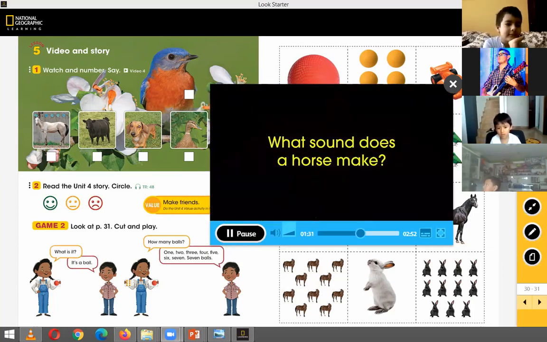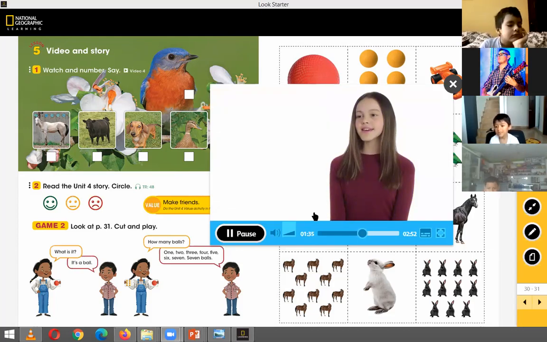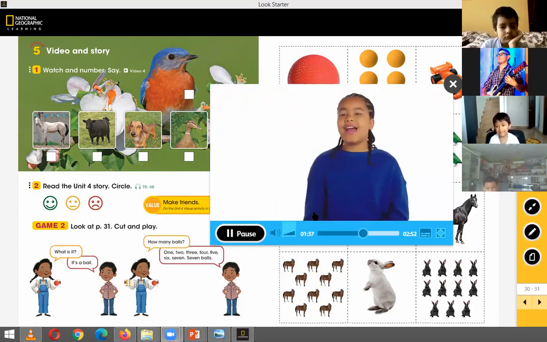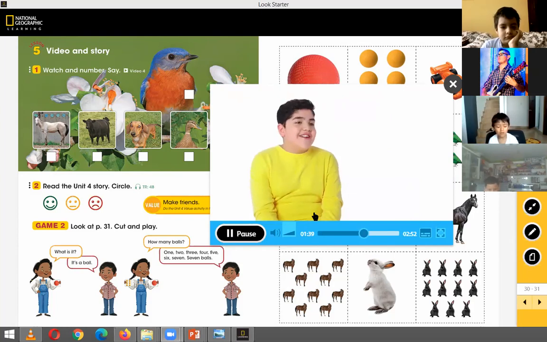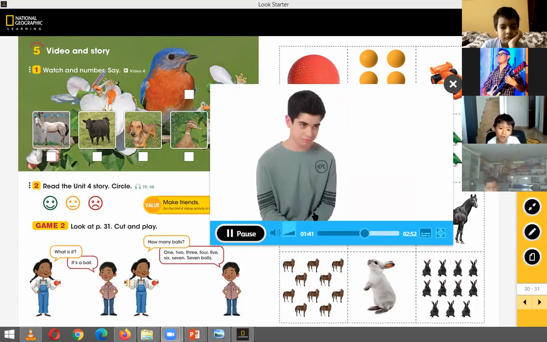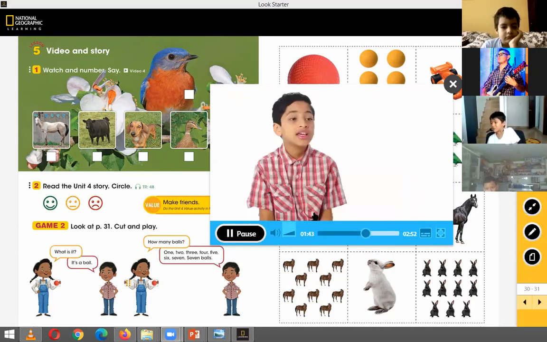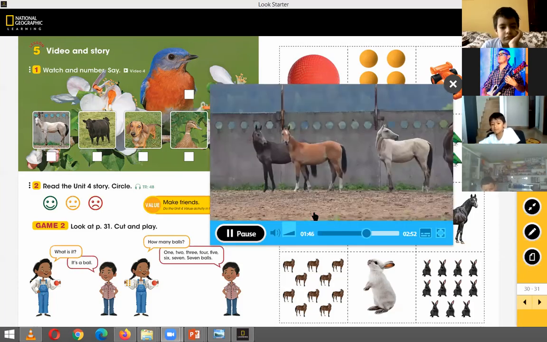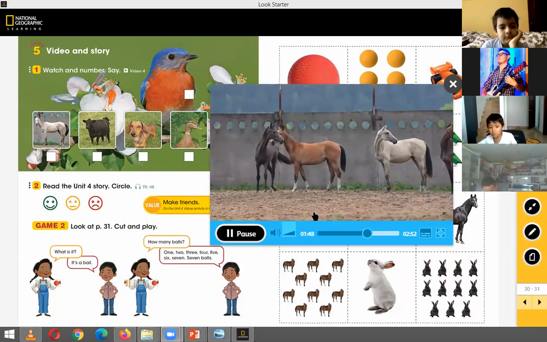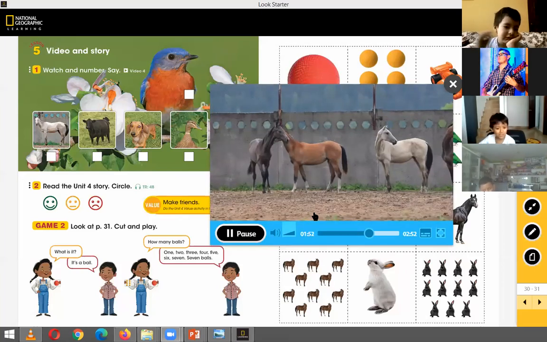What sound does a horse make? Neigh! Neigh! Neigh! Hee hee! Now you make a horse sound.